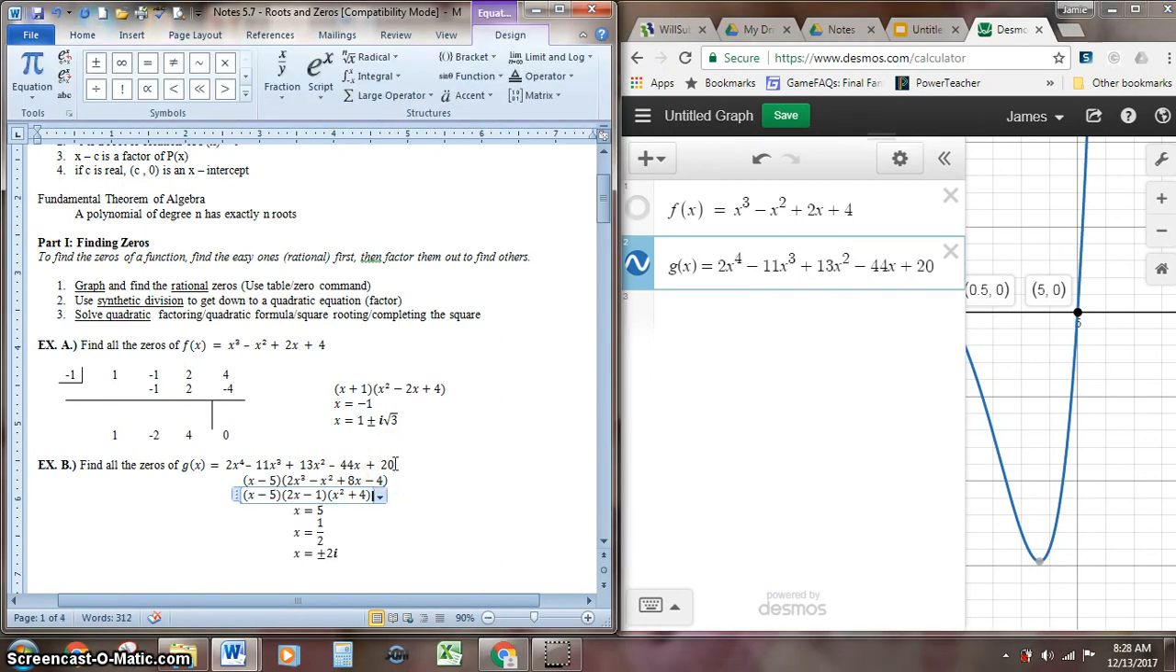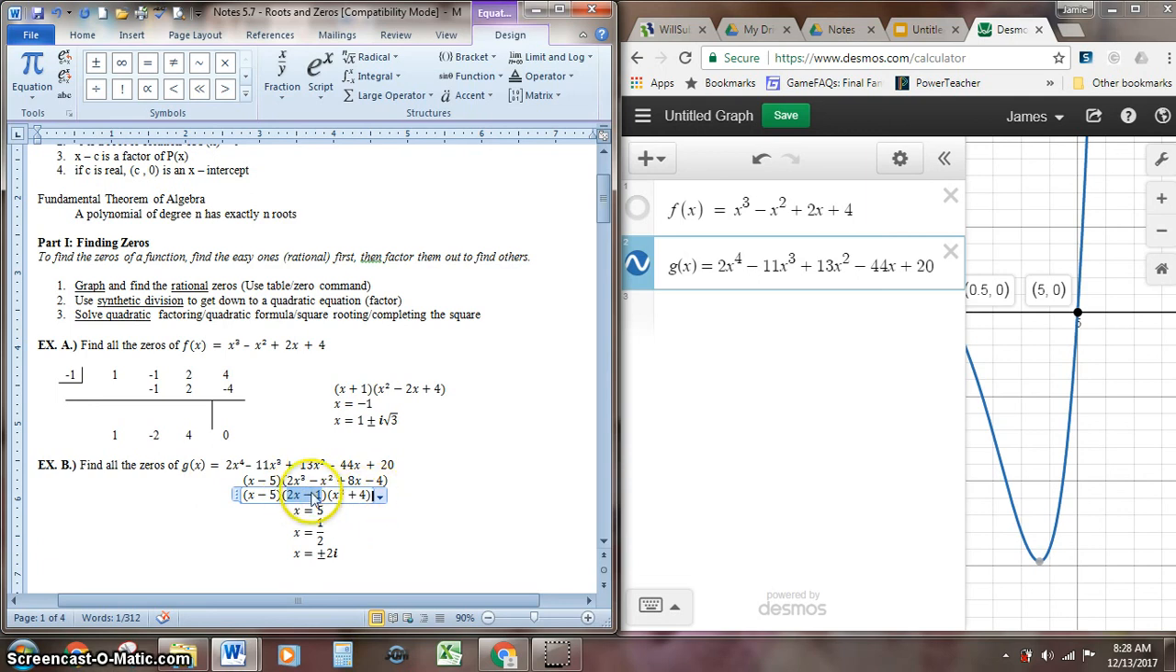Okay, so hopefully you were able to do your synthetic division. I started off by doing the synthetic division of 5. It's a little easier. And then once I did that, I got down to 2x cubed minus x squared plus 8x minus 4. Then from that, I did the synthetic division of 1/2, which is the second factor of 2x minus 1. And once I did that, I got down to x squared plus 0x plus 4, so just x squared plus 4.